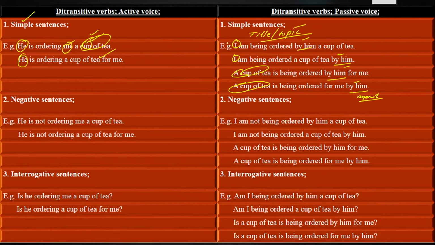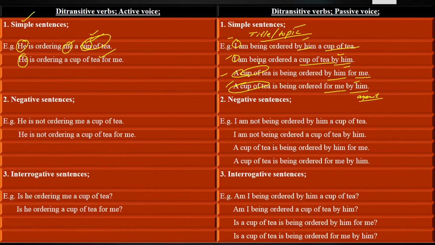In first and second sentence we are talking about a person. In third and fourth sentence we are talking about a thing like a cup of tea. And you know, when you bring indirect object in first and second sentence in the place of subject, so by him comes at the beginning, a cup of tea at the end, a cup of tea at the beginning, by him at the end. And a cup of tea in third and fourth sentence at the beginning, so by him comes at the beginning, for me at the end, for me at the beginning, by him at the end.